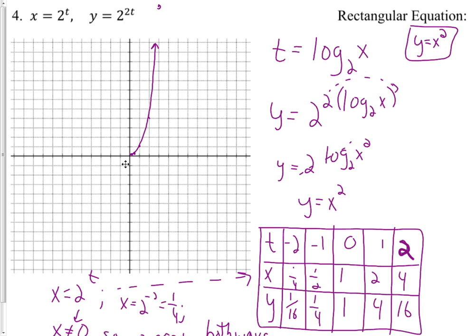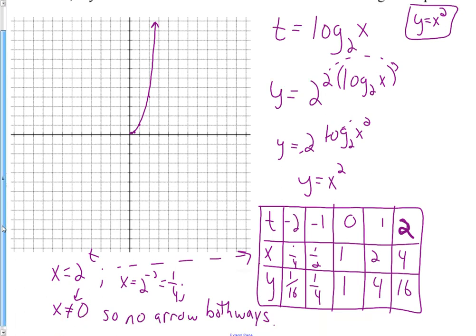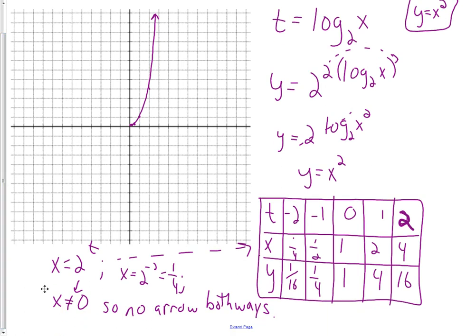Now we are not including (0, 0). Why? I made this little note down here. X cannot equal 0, so we're not going to do an arrow both ways. We will do an arrow up. This will continue. T only had the limitation that t could not make x equal 0.